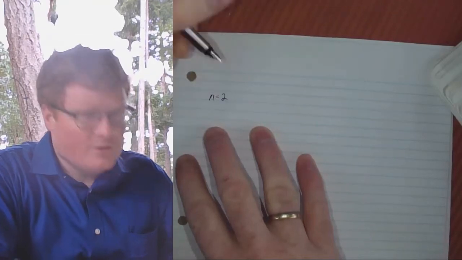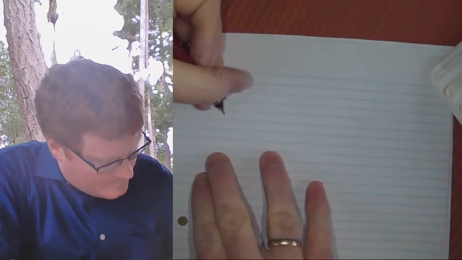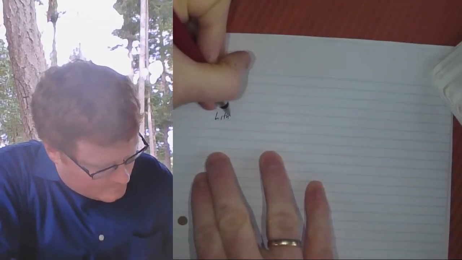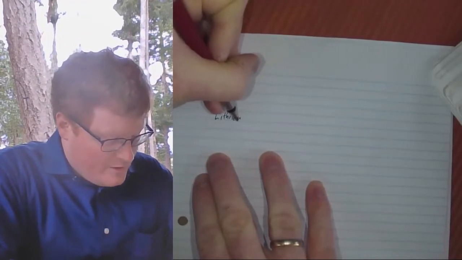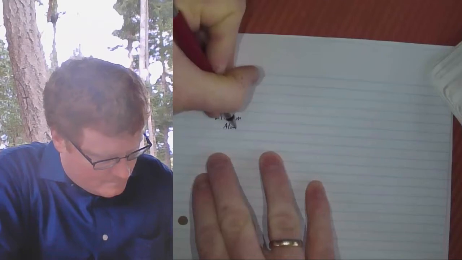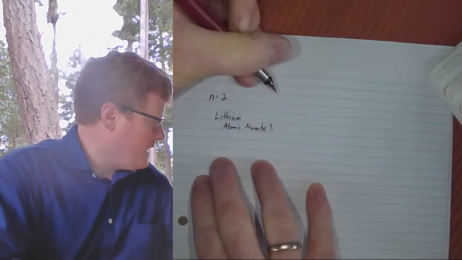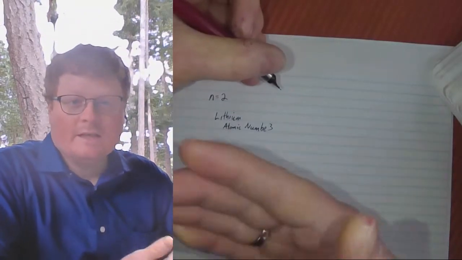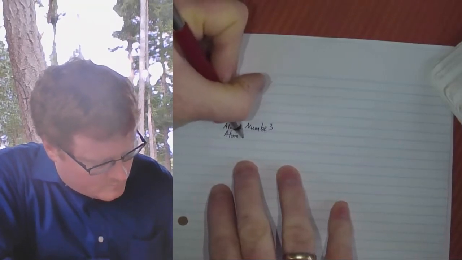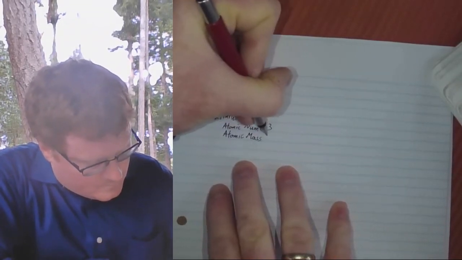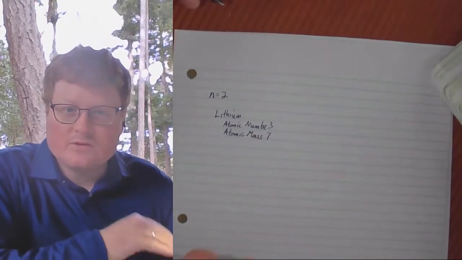N equals 2. Okay, awesome. So, lithium. Atomic number 3. Average atomic mass, 6.9. We're going to take an atomic mass of 7. We're going to round that up. Working with these whole numbers is going to make it easier when we're counting protons and neutrons.